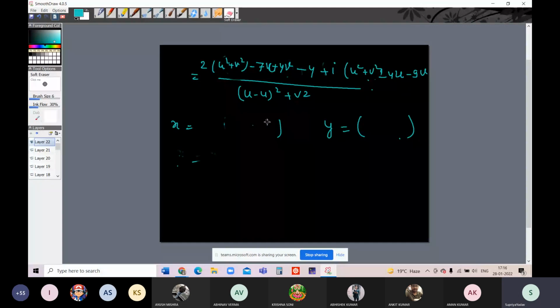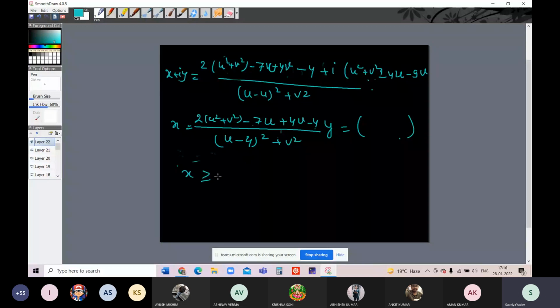when we are substituting z = x + iy, so by comparing it, x will be 2 times (u² + v²) − 7u + 4v − 4 divided by (u − 4)² + v². Our region is x greater than or equal to 2. So substituting this value of x here, (2(u² + v²) − 7u + 4v − 4) divided by the same, so directly we are writing (u − 4)² + v².